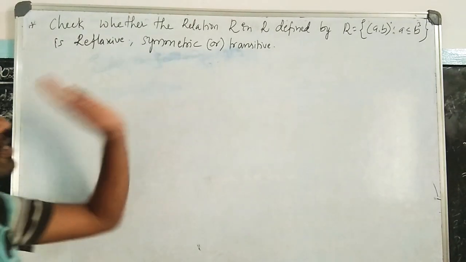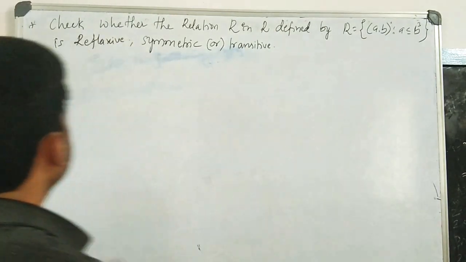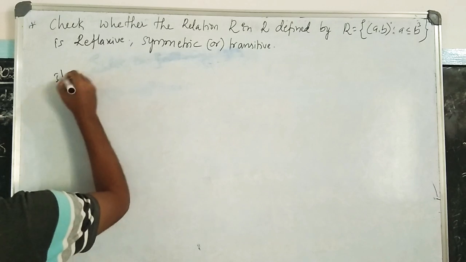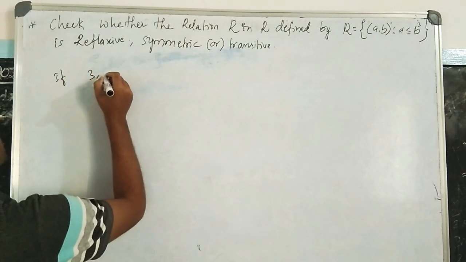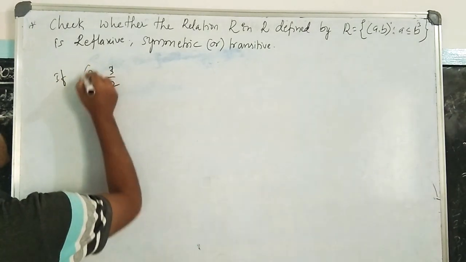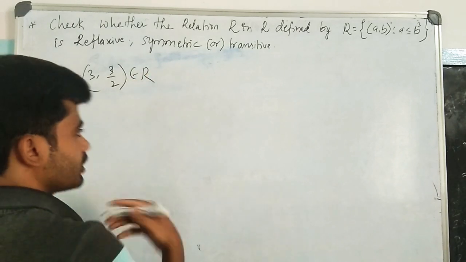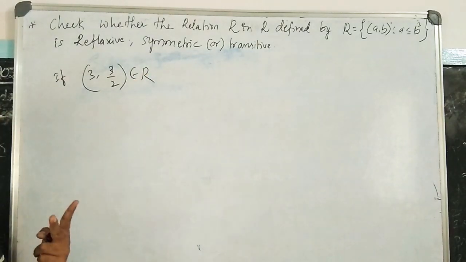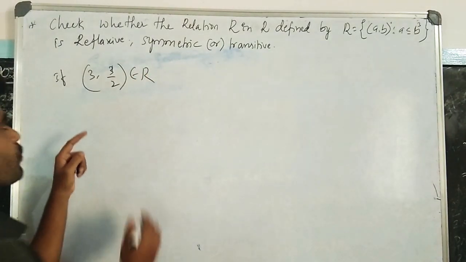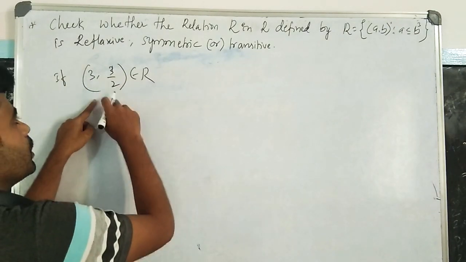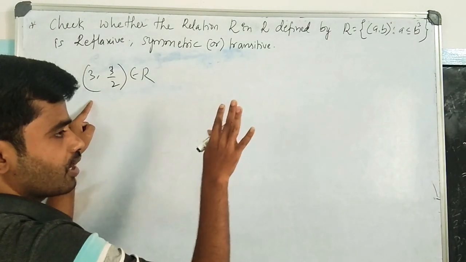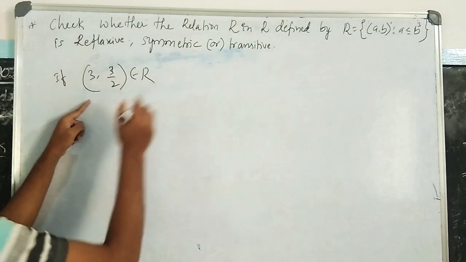Now we have to check one more, that is whether it is transitive or not. I will take two ordered pairs, (3, 3/2). Is it in R? I have to take two ordered pairs that must belong to R. I took (3, 3/2). Is it in R? Is it satisfying that condition? Let me check it.